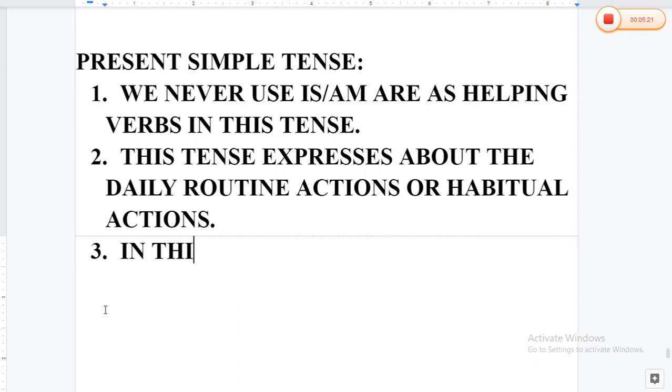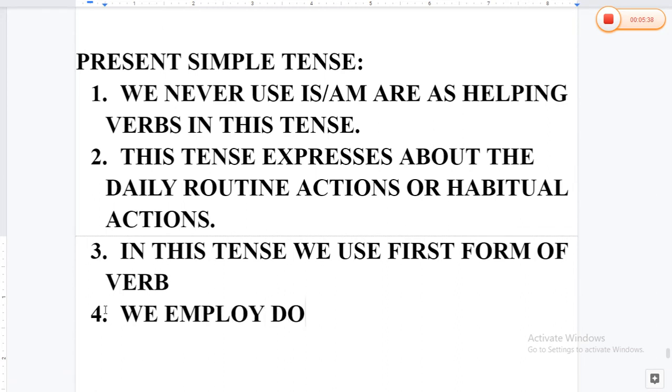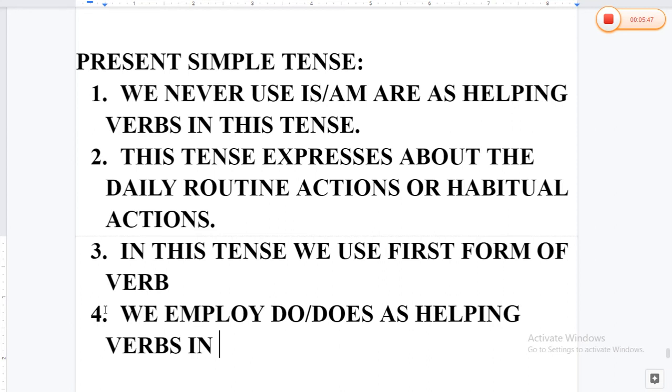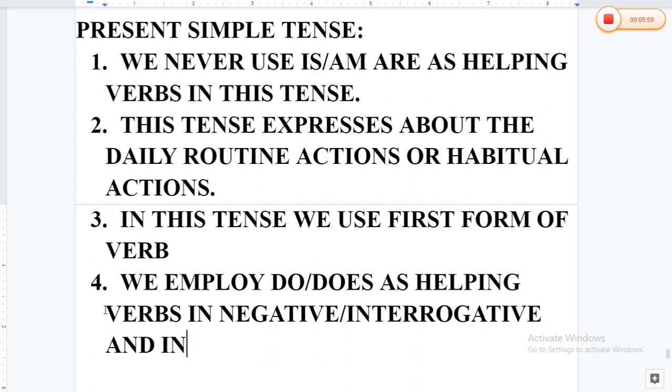In this tense, we use the first form of the verb. We employ do, does as helping verbs in negative, interrogative, and interrogative negative sentences.